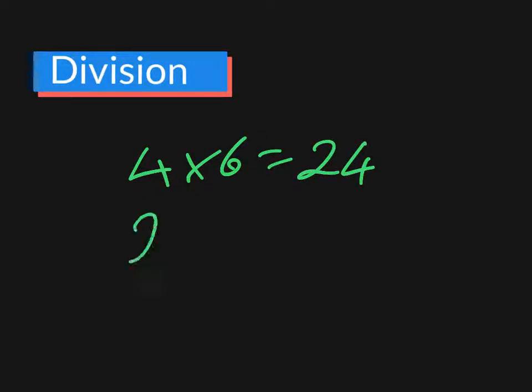Division is one of the four basic operations in mathematics, and it's the opposite process of multiplication. So for example, you know that 4 times 6 equals 24, so 24 divided by 6 equals 4.